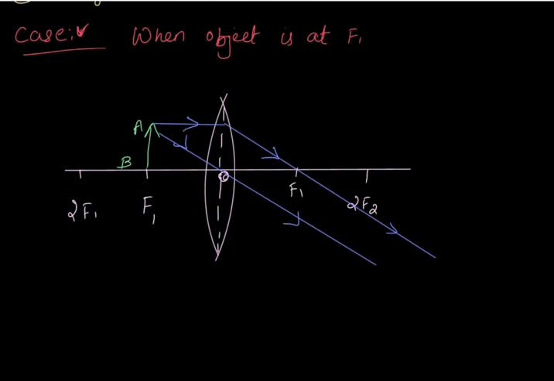When we draw the second ray, you can see that the first refracted ray and the second refracted ray are both going parallel to each other, so the image will be formed at infinity. So this is moving towards infinity. We can say that the image formed is at infinity. The position of the image is at infinity if we place an object at the focal point f1. So you can write: the image is at infinity.